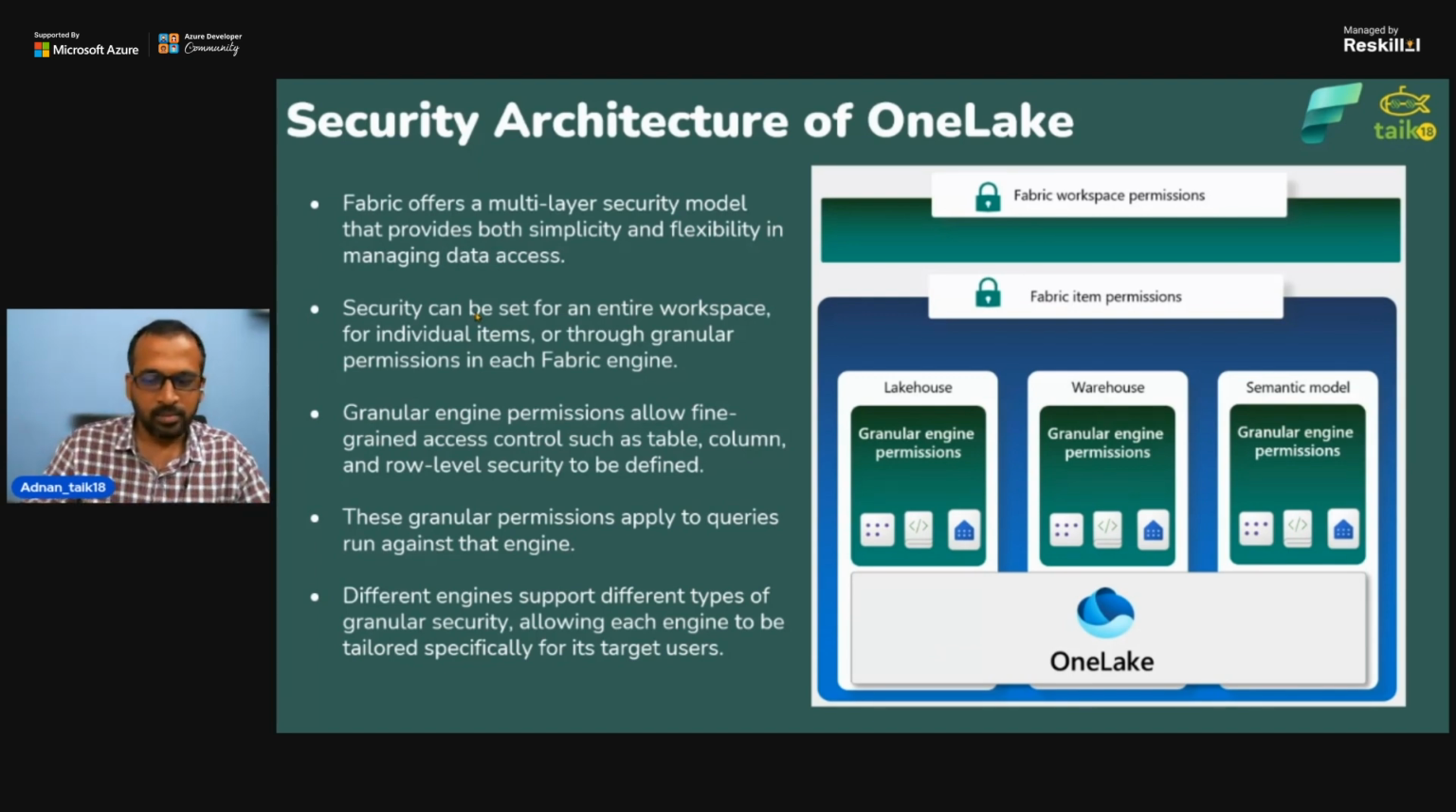And then based on that scenario, we can adopt them one by one. So what does granular engine level permission mean? It means we can have object level permission, which is table level security. We can also have column level security. We can also cover row level security inside of that. So based on the different engine, we have a different process by which we can consume that.